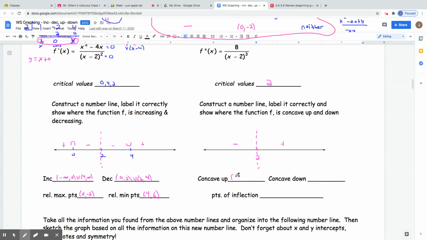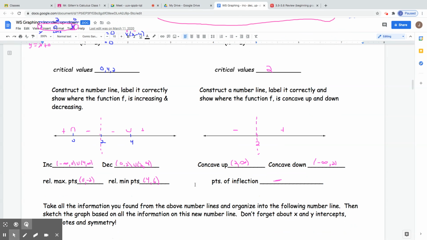So concave up from 2 to infinity, concave down from negative infinity to 2. Points of inflection: it changes at 2, but that's an asymptote, so there are none. All right, any questions on anything with the first and second derivative? Again, all stuff we've done before.